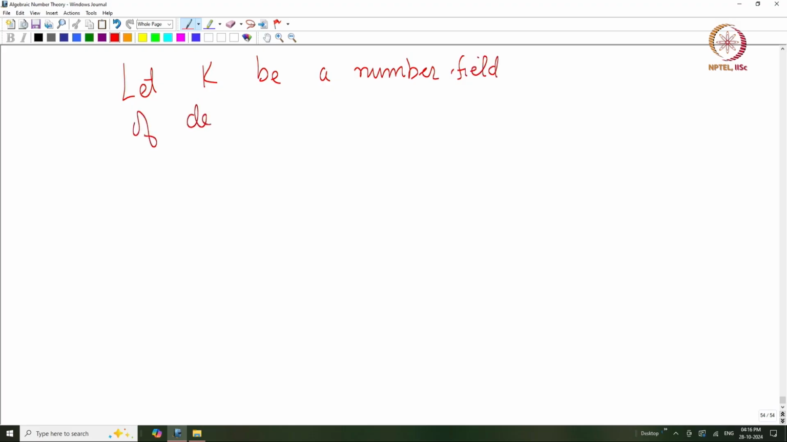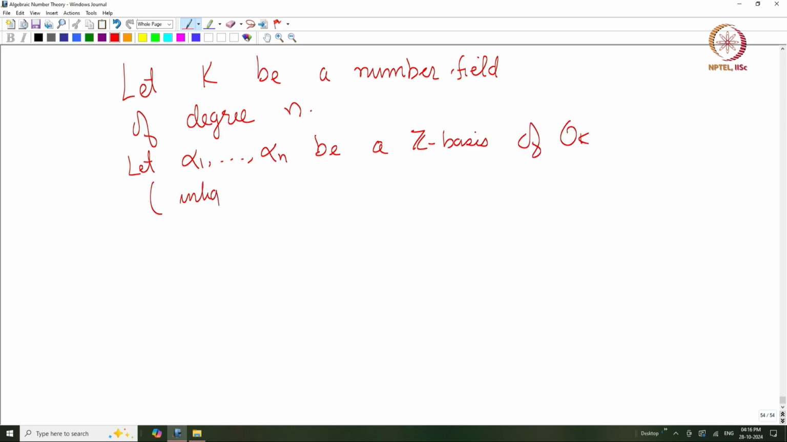Okay. So, let K be a number field of degree n, then we know that OK is a free Z module of rank n. So, let alpha 1 up to alpha n be a Z basis of OK. This is also called integral basis of OK, and we put M to be sigma i alpha j. This is an n by n matrix, right.